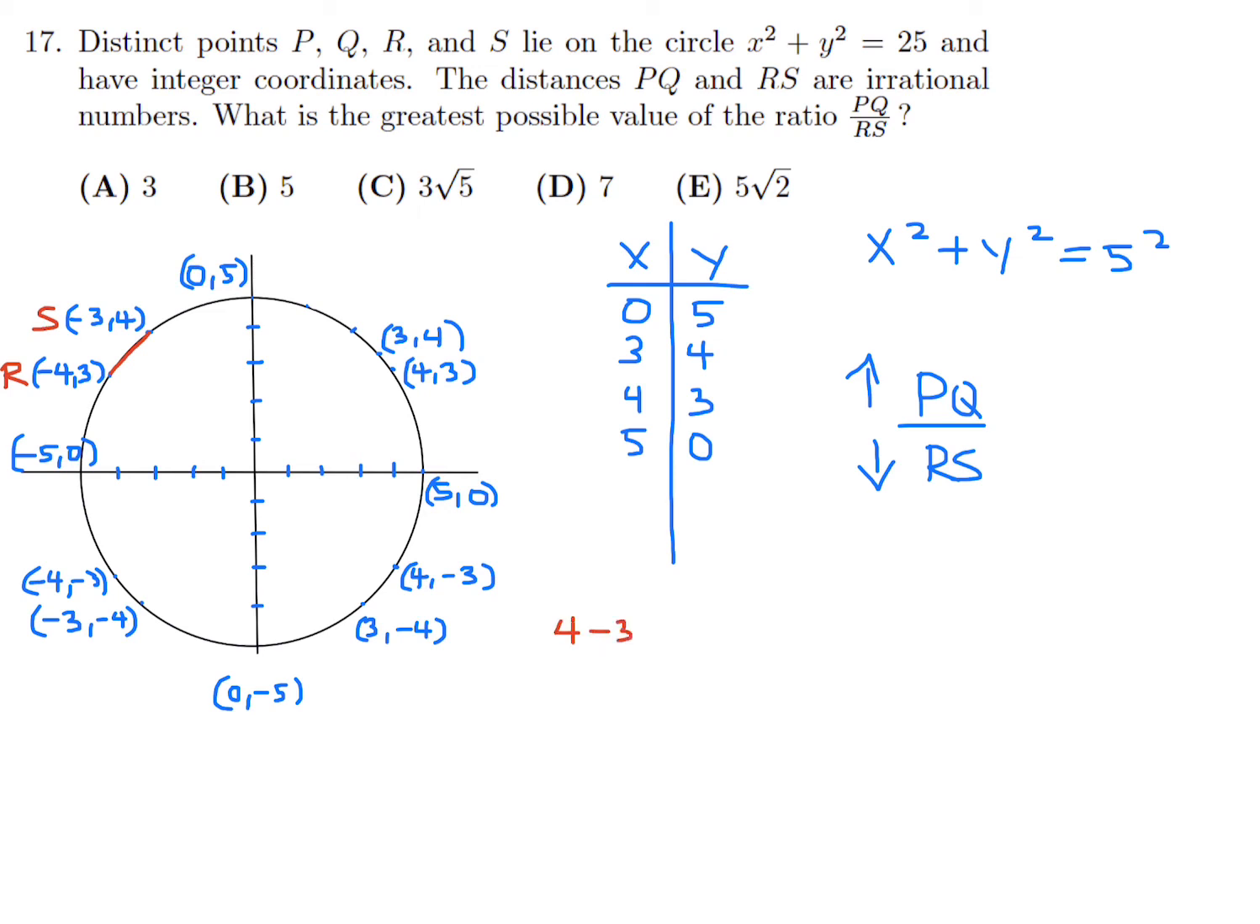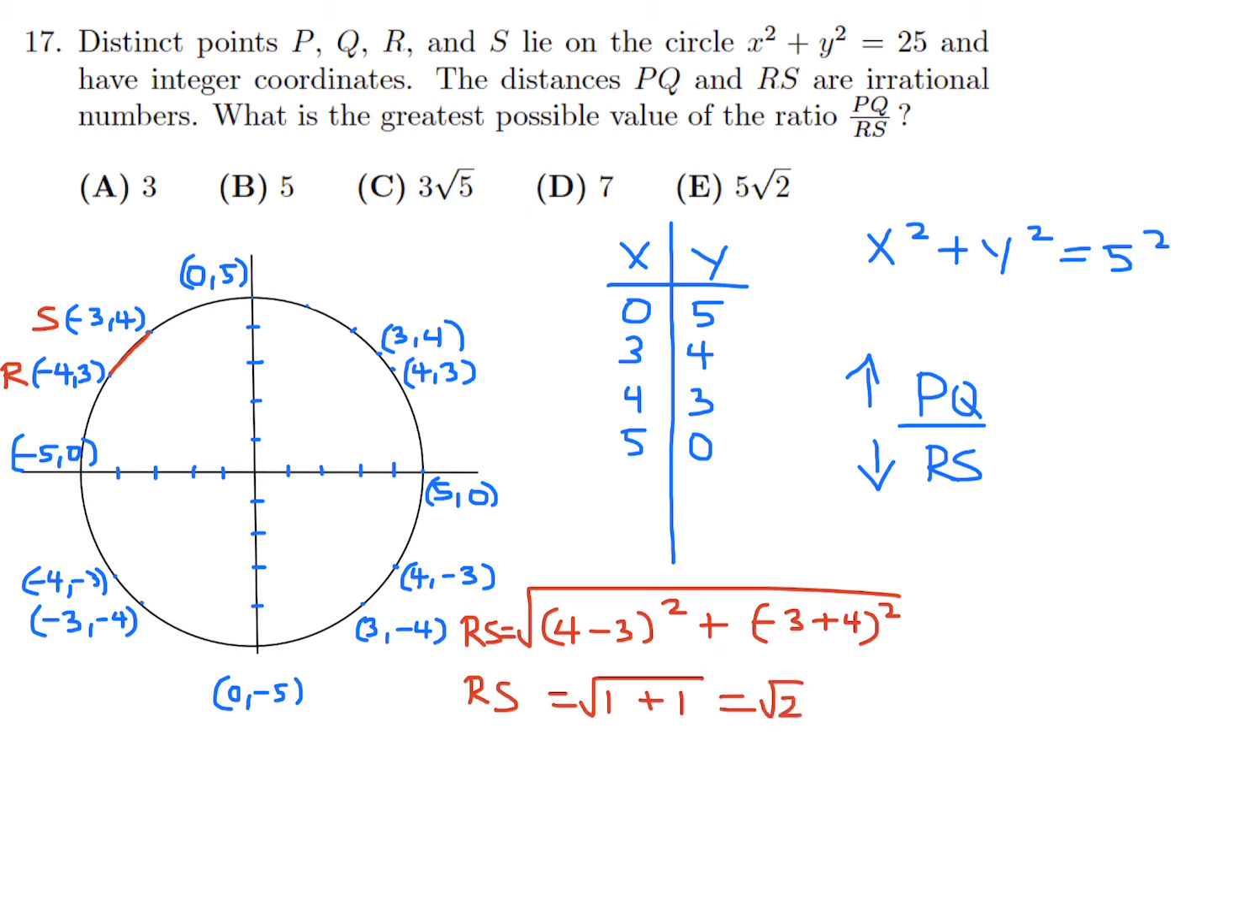So it would be 4 minus 3 squared plus minus 3 plus 4 squared, all under the square root, and that's RS. That's 1 plus 1, so that'll be root 2. We have to make sure that it's irrational. Irrational just means that it cannot be written in the form A over B, and root 2 is an example of an irrational number. So I think that's a pretty good candidate for RS.